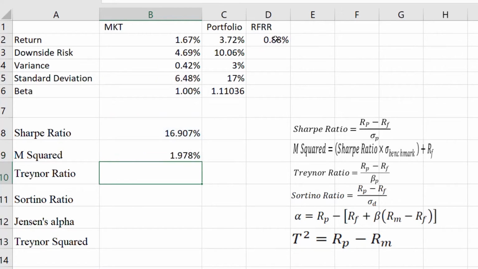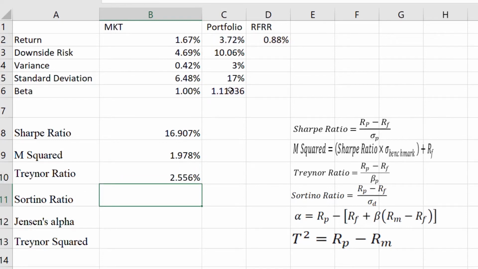The third calculation is Treynor ratio. The Treynor ratio is equal to return on the portfolio minus risk-free rate of return divided by beta of the portfolio. So Treynor ratio is equal to return on the portfolio minus risk-free rate of return divided by beta of the portfolio.